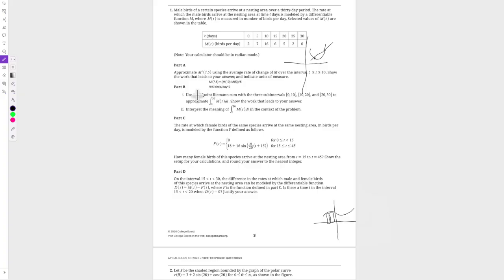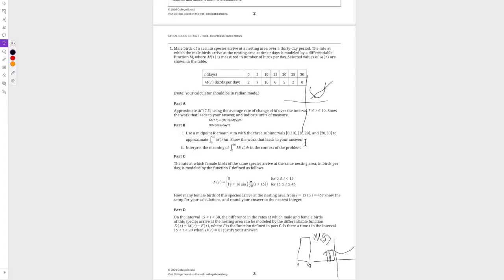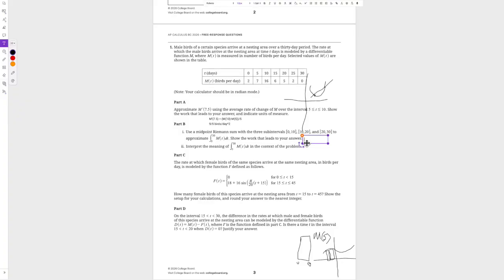This is a midpoint Riemann sum, meaning that for each interval over here, so if we have this rectangle, if this is 0 and this is 10, your height is determined by the middle point. So the height value here is going to be m of 5. And so for the interval 10 to 20, it's going to be m of 15 times 10, and this is going to be m of 25 times 10. So let's approximate the integral from 0 to 30 of m of t dt.